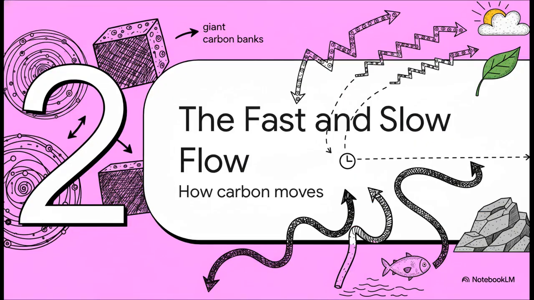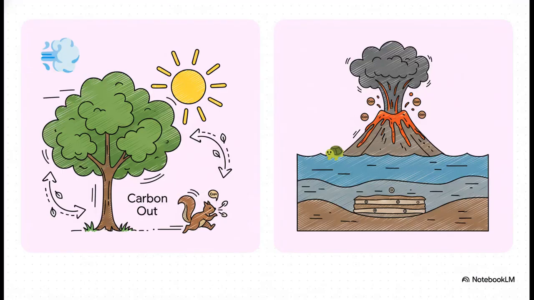All right, so we've got these giant carbon banks, but carbon doesn't just sit still, right? It is constantly on the move. We call these movements fluxes, and they basically happen at two totally different speeds. And you've got to understand these two speeds to really get the whole system. First, you've got the fast cycle. This is the biological one. This is the planet breathing, operating over days, months, and decades.